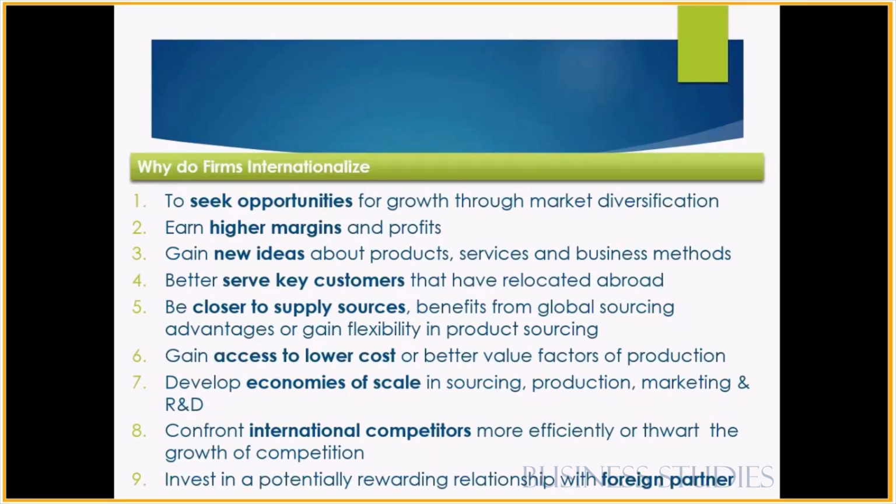For example, when your partner relocates to an international market, your company's motive is also to move to that country, so that you can better serve your key customers. Many oil companies relocate to international markets where there are more oil resources. Simultaneously, banking companies also relocate so that their customers can have easy access to financial resources. The fifth point is be closer to supply sources.